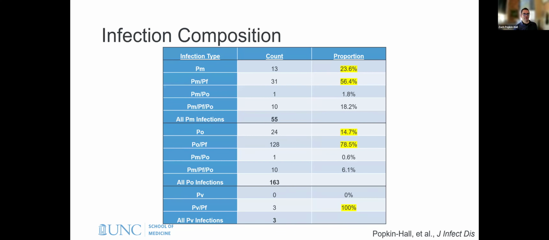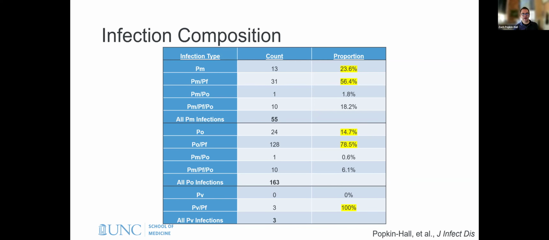And then we also wanted to look at what the composition was of those infections. So on the top of this table, I'm showing our malaria results. And so I have counts as well as proportions and infection types. So the majority of our PM infections are co-infected with Plasmodium falciparum. That accounts for a little more than half of them. Although we do still have about a quarter of those infections, which are single species infections of PM. And then for PO, which is right below there, a little more than 3/4 of them are co-infected with PF. And a smaller percentage, about 15%, are single species infections of just PO.